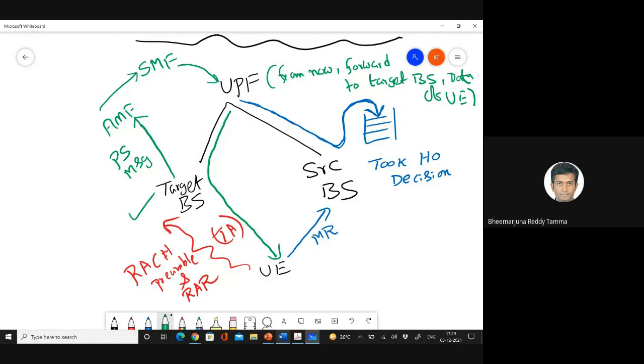So does anyone else have any queries on the entire call flow that I'm showing here? Sir, what about the buffered packets? Yes, the buffered packets are also an interesting case. The packets are buffered at the source base station. These two base stations have the Xn interface, so all the packets will be exchanged over this interface and will come like this.